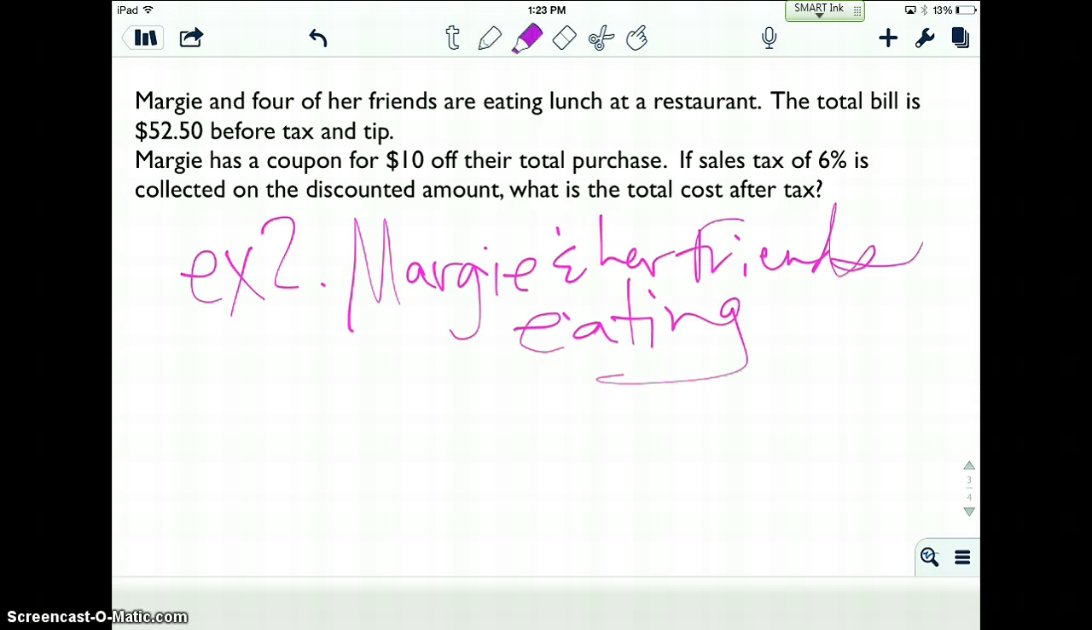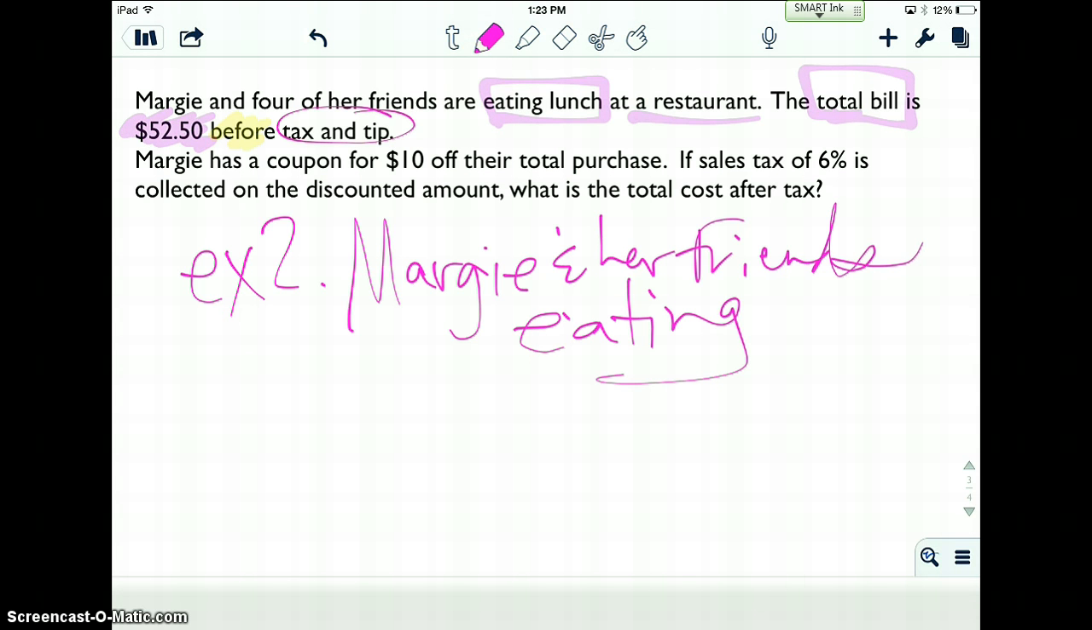Okay? Or at least they seem like that. So what is happening in this problem? They're eating lunch at a restaurant. It doesn't tell me the restaurant, so I can just make it up. Let's say they went to, I don't know, Gunny Sack. Why I say Gunny Sack is because their total bill is $52.50. So I'm thinking it's not McDonald's because it's around 50 bucks. But anyway, that has nothing to do with the problem. So the total bill is $52.50 before tax and tip. Ooh, so that's not even added in yet.